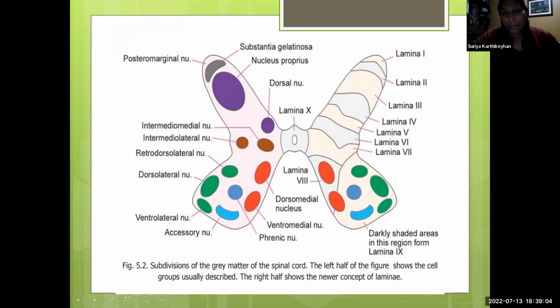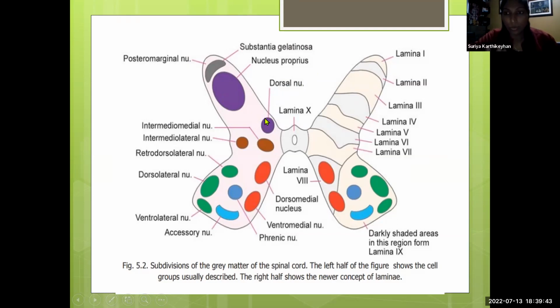For anatomy, there is no other way, you have to memorize certain names. So this is postero-marginal, substantia gelatinosa of Rolando, nucleus proprius. This is very difficult to memorize, but you have to memorize it and keep it in mind. So we have the nucleus proprius in front of the substantia gelatinosa. And then more medially, we have Clark's column nucleus, that is the dorsal nucleus, otherwise called the nucleus dorsalis. It is located in the medial aspect of the posterior horn.